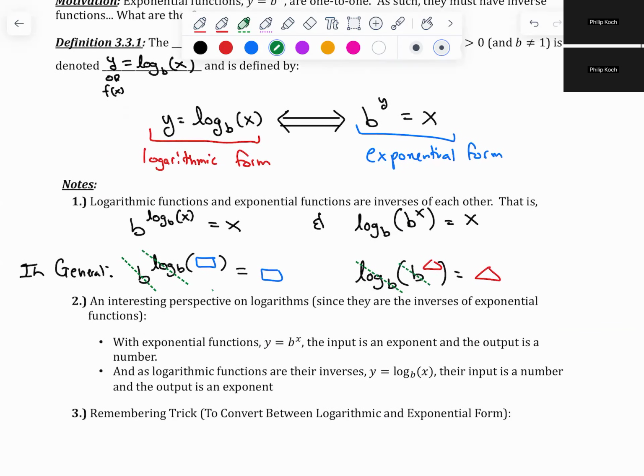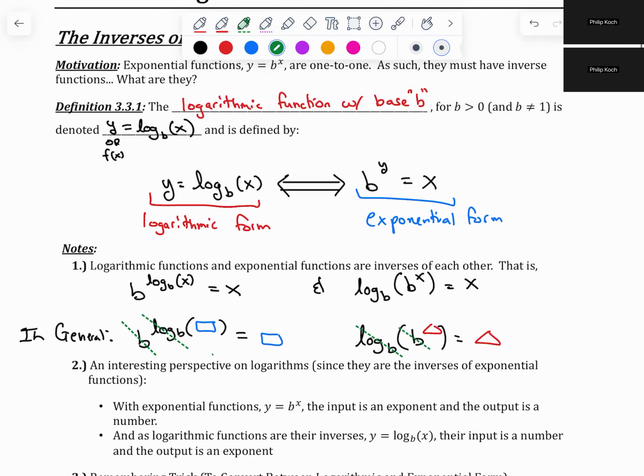So an interesting perspective, though it's not super useful, is that with exponential functions, the input is an exponent and the output is a number. But what happens with logarithms is because it's the inverse, it goes in the reverse direction. Their input is a number and it spits out an exponent. And as such, logarithms grow very, very slowly. And we'll see that when we look at their graphs.